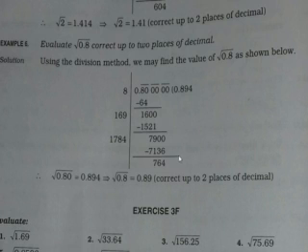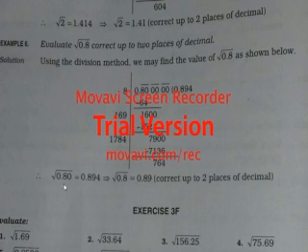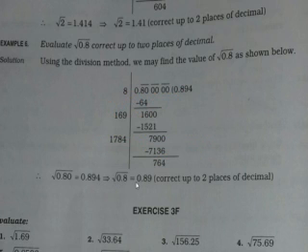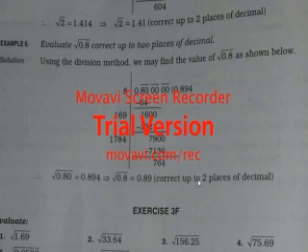So after subtracting, how much we got? We got 764. So what happens, root under 0.80 is equal to 0.894. Therefore root under 0.8 is equal to 0.89. When rounded up to 2 decimal places, what happens, this 4 is smaller than 5, so nothing will be added, it will become 0.89, correct up to 2 decimal places.